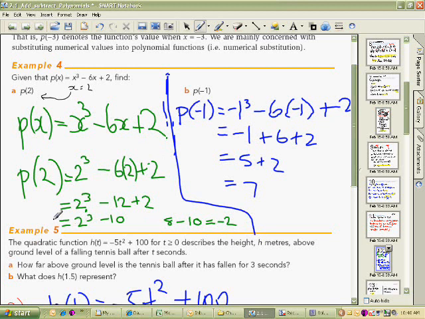Don't forget, please, that 2 cubed is not equal to 6, is it? So many people say that. It's 2 times 2 times 2, which is equal to 8.